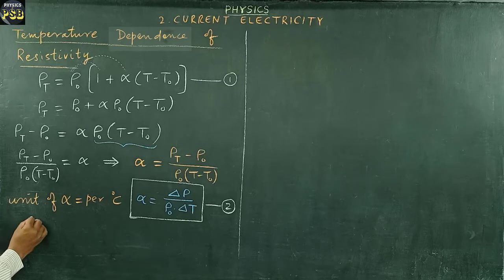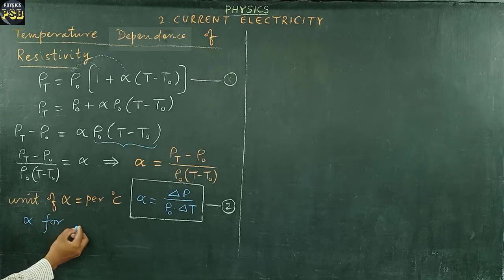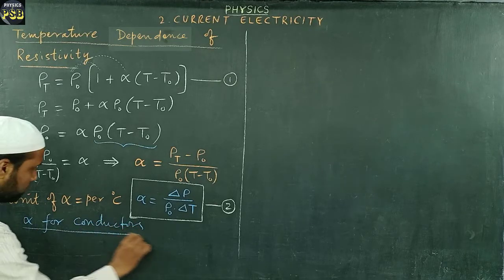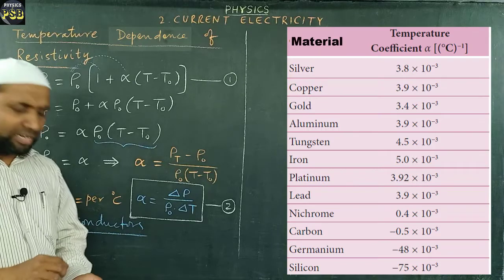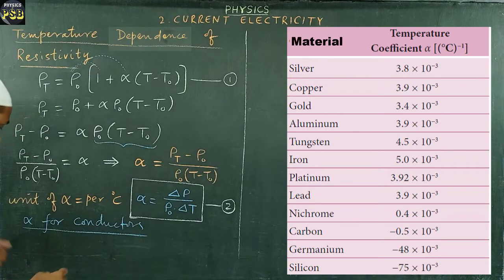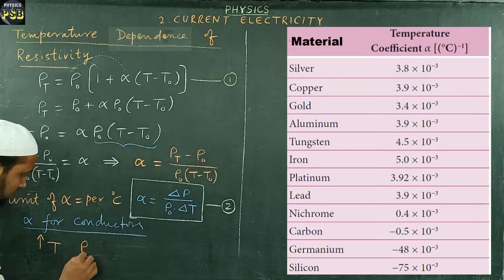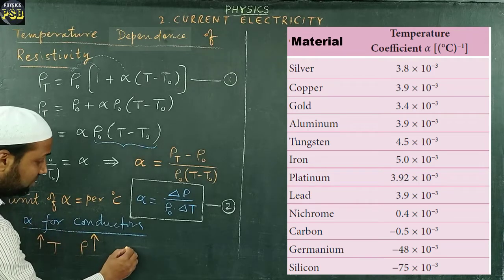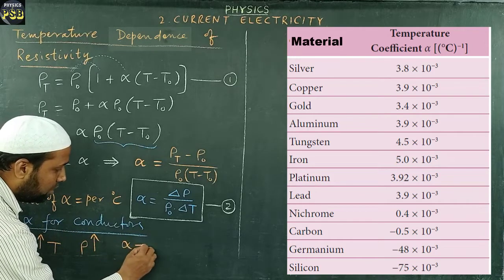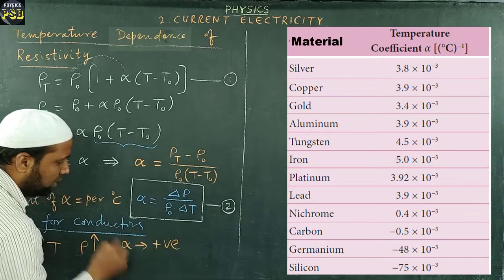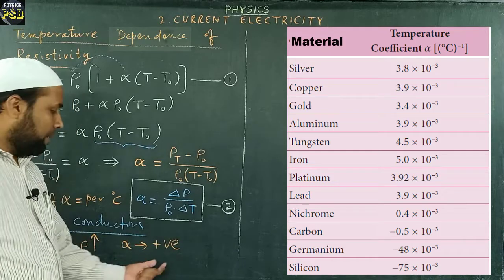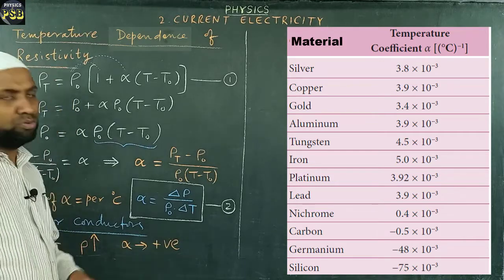Take alpha for conductors. You always remember, in case of conductors, when temperature increases, resistivity also increases. This shows that conductors have positive temperature coefficient of resistivity. That is, alpha is plus or positive.